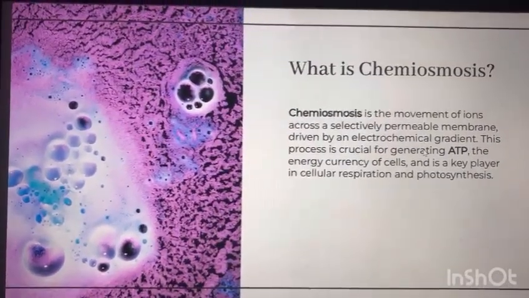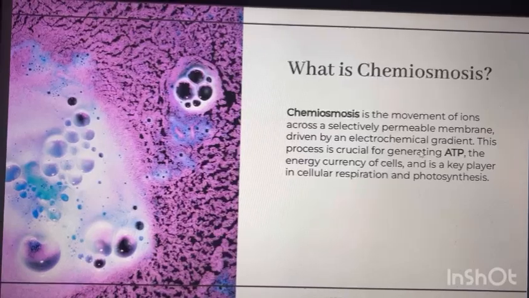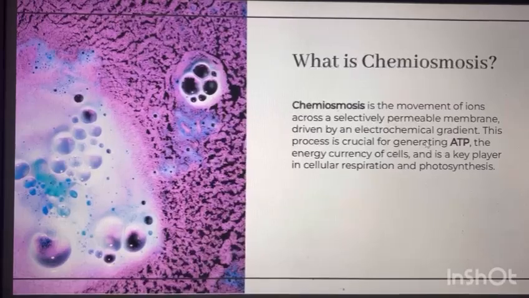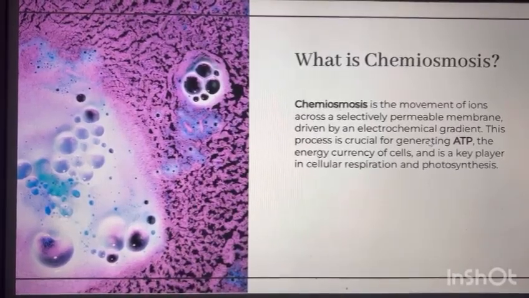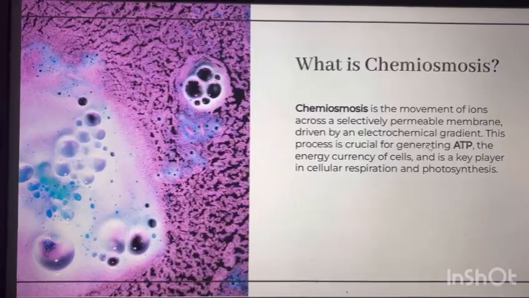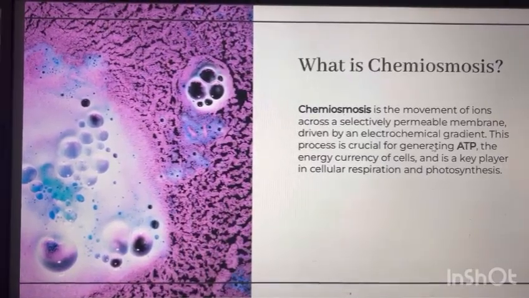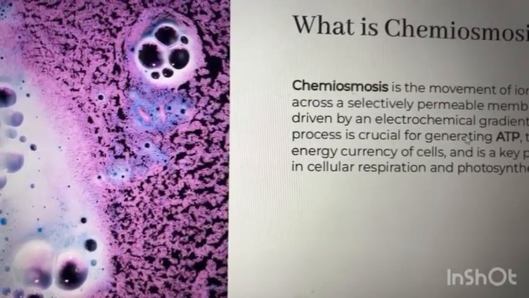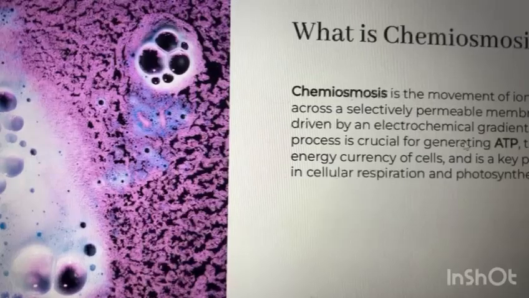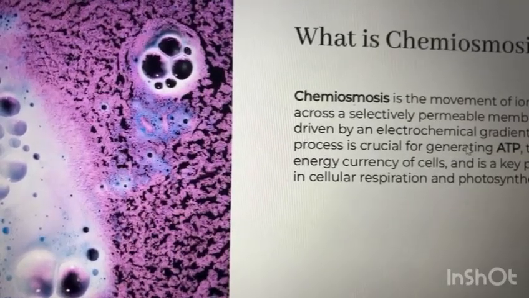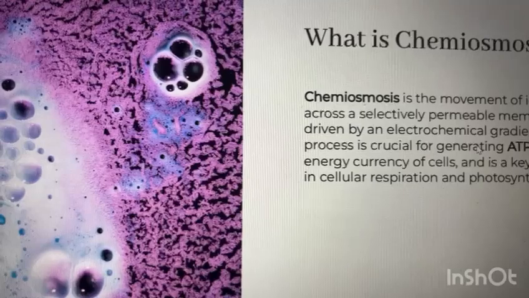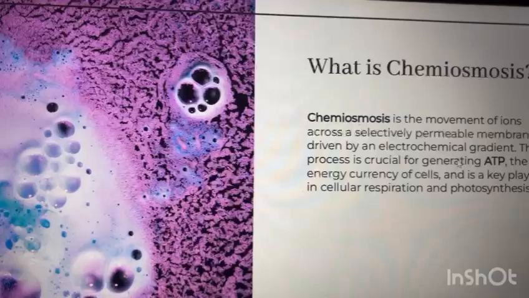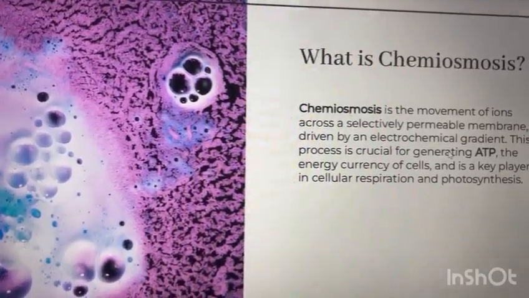So the first question is, what is chemiosmosis? Chemiosmosis is the movement of ions across a selectively permeable membrane driven by an electrochemical gradient. This process is crucial for generating ATP, the energy currency of cells, and is a key player in cellular respiration and photosynthesis. It works on the theory that chemiosmotic coupling is the idea that the proton concentration gradient across the inner mitochondrial membrane, which is generated by the electron transport chain, is ultimately what drives ATP production via ATP synthase.